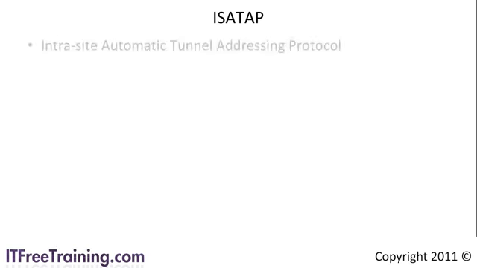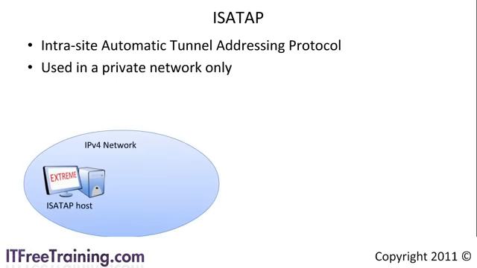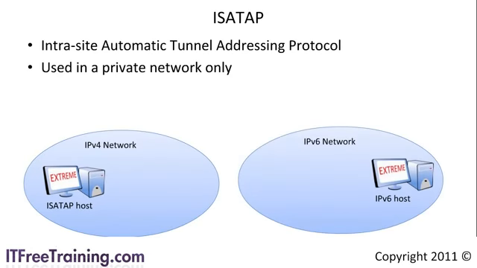ISATAP, or Intra-Site Automatic Tunnel Addressing Protocol, is enabled by default in Windows Server 2008. ISATAP is intended to be used in private networks only. It cannot be used on the Internet. In your organization, if you have an IP version 4 network and an IP version 6 network, and you want to communicate between those networks, notice there is no common protocol between the two. What you can do is install an ISATAP router between the networks.